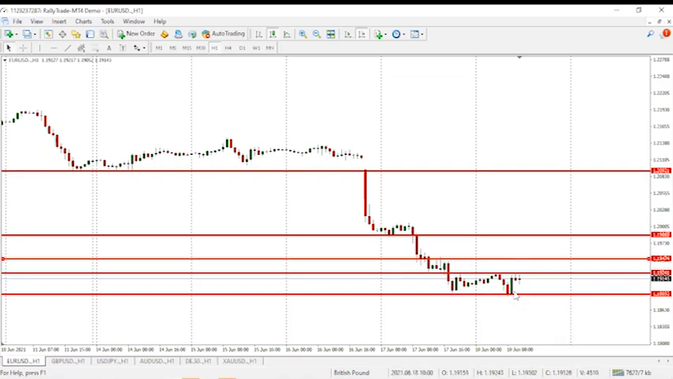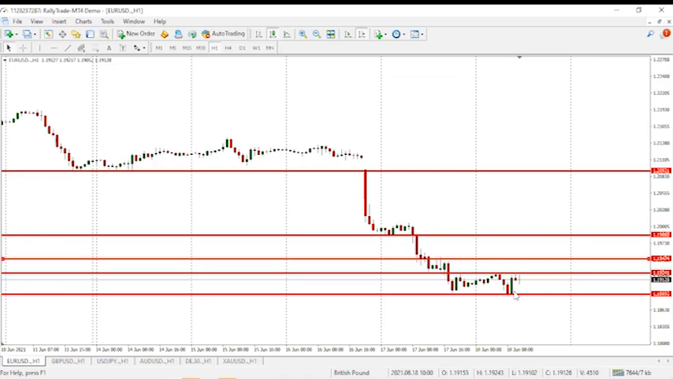So for you to confirm that a level is a verified level where you want to do your sell limit and a buy limit, you have to make sure that price has tested it at least 4 times, 4 consecutive times. You get? So if price has tested it 4 consecutive times, then you can be sure that that's a verified level, and you can go ahead to now begin to do your sell limits and buy limits.